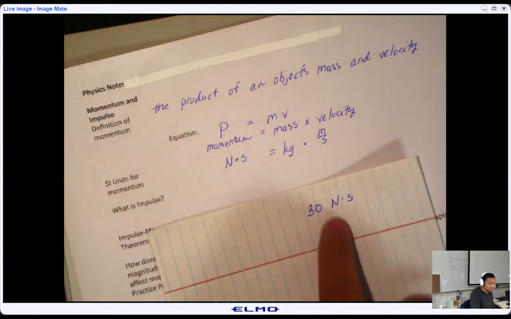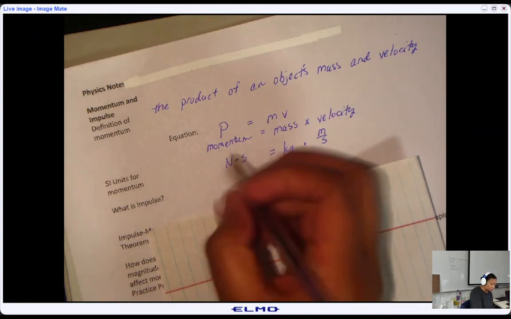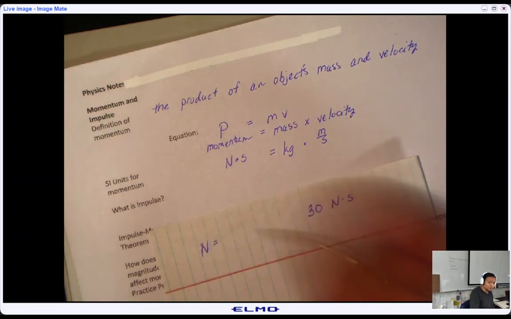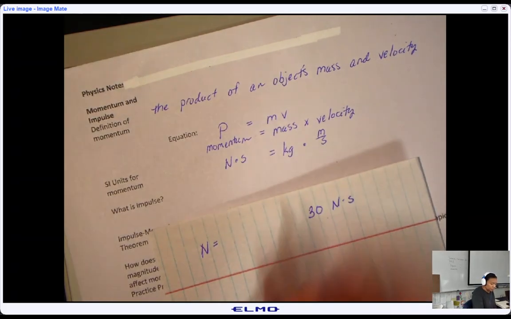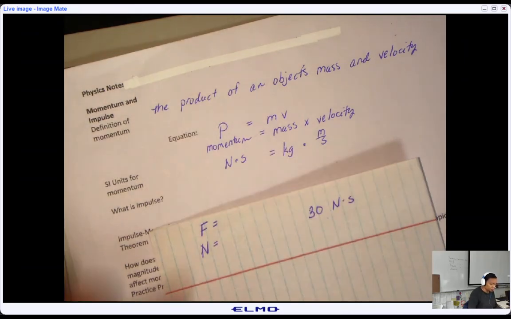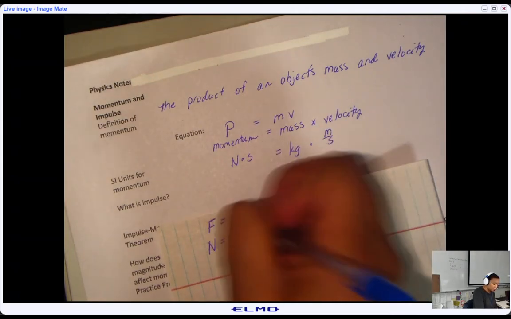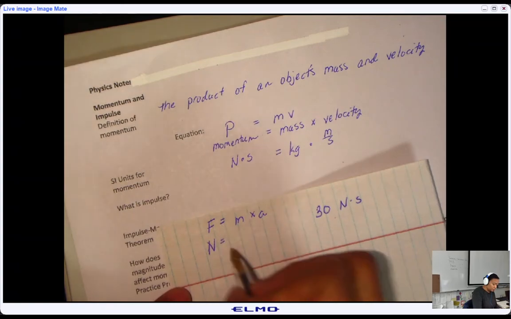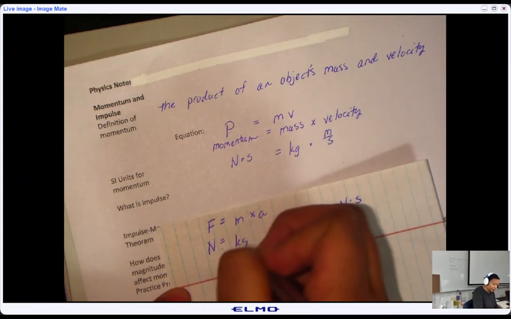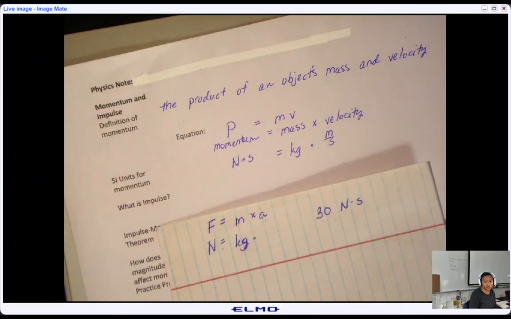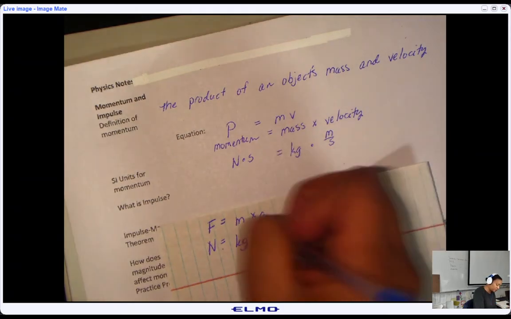A Newton breaks down into what? Newton is a unit of measurement for force. So what is a Newton made up of? Joules has to do with energy. So Newtons is force. Think about the equation. Force equals what? Mass times acceleration. So a Newton is a kilogram times, what are the units of measurement for acceleration? Good, meters per second squared.